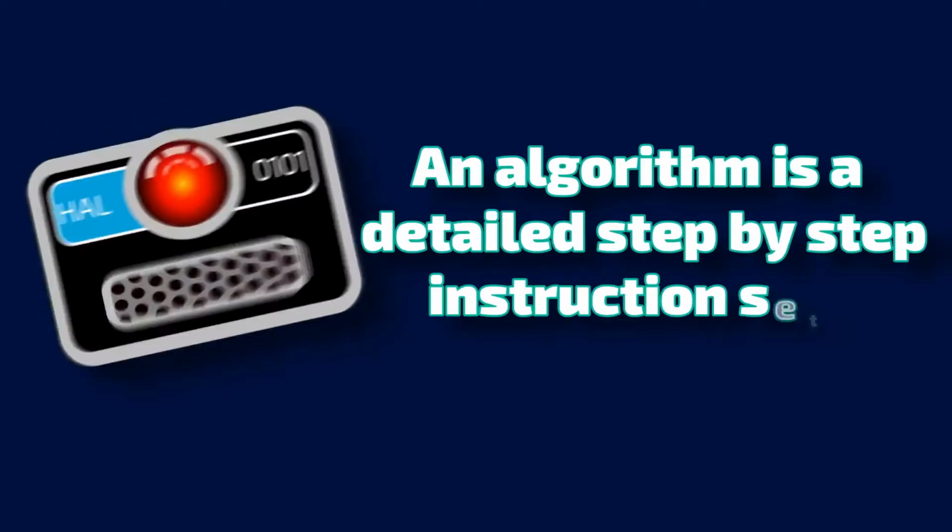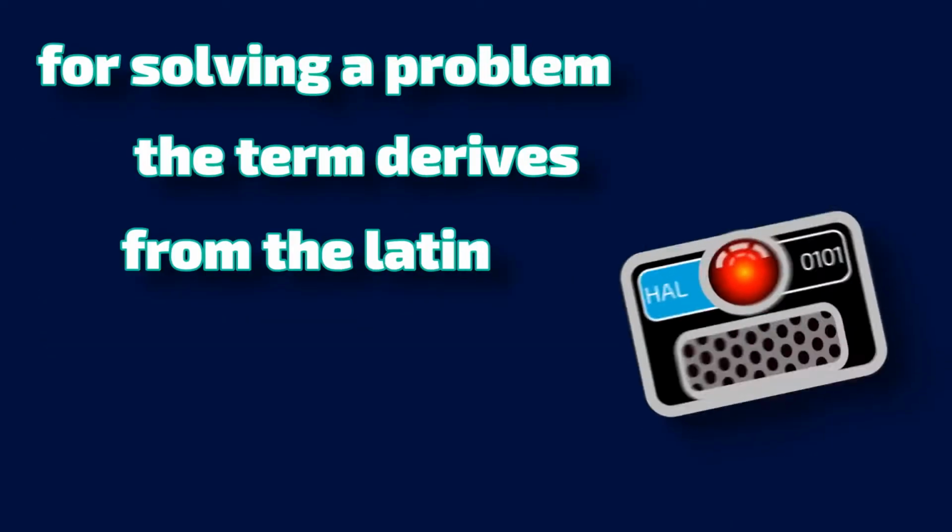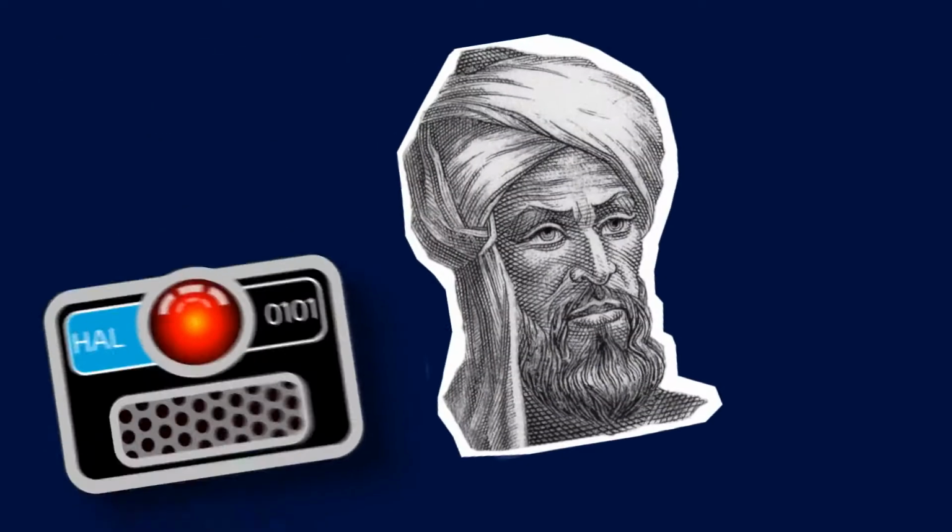Okay, fine. An algorithm is a detailed step-by-step instruction, set, or formula, for solving a problem. The term derives from the Latin transcription of the mathematician's name Muhammad ibn... Okay Al, I didn't ask you the story of your life. Humans.